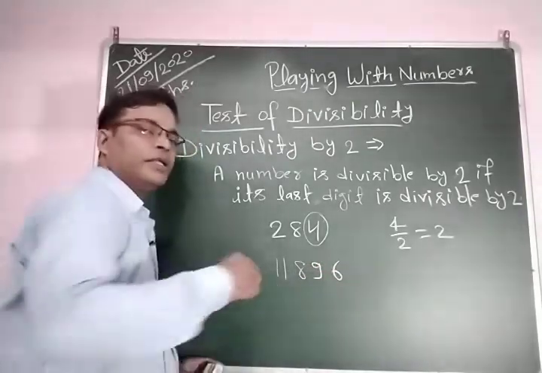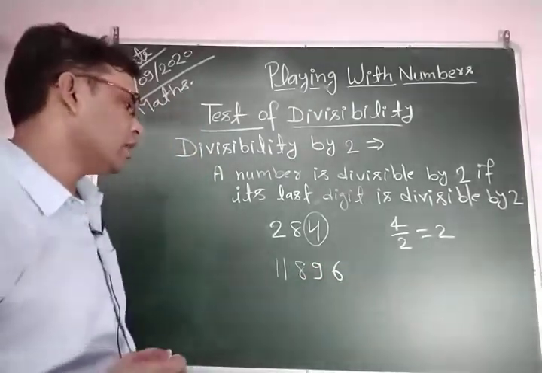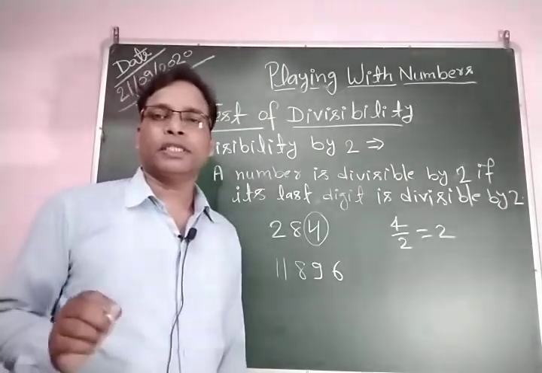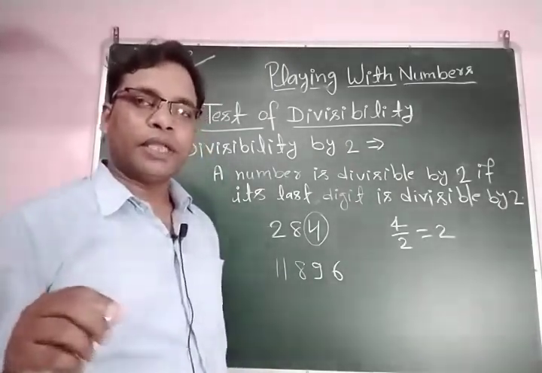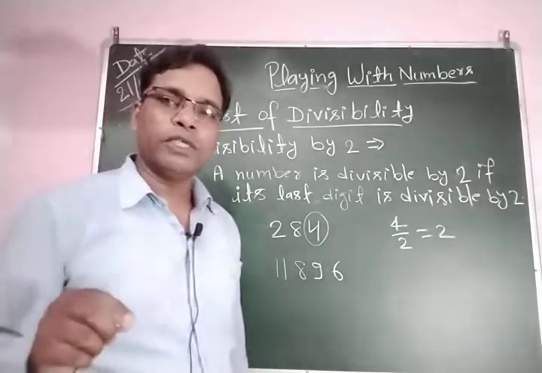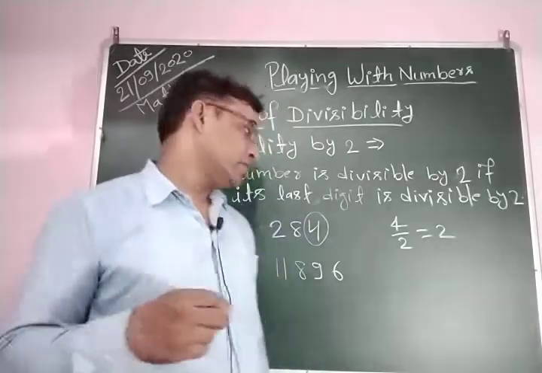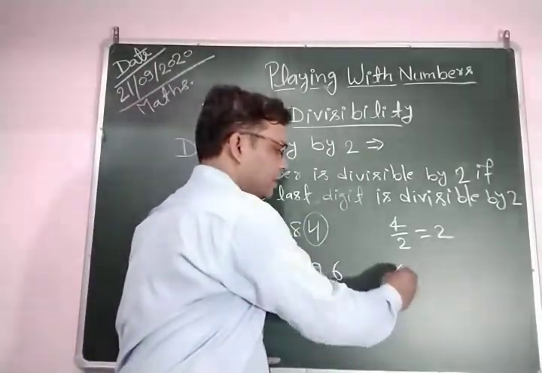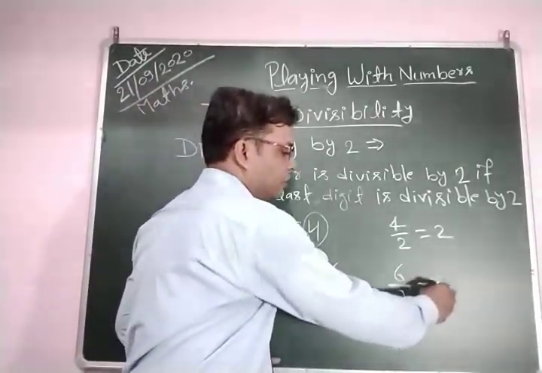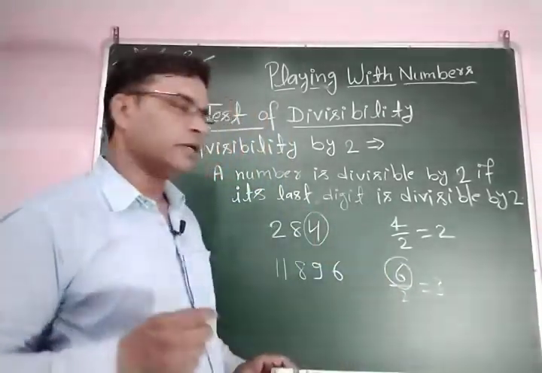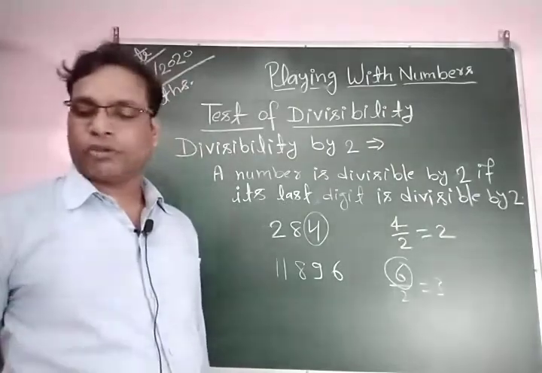Another example you can take here is 11,896. Is this number divisible by 2 or not? First we check the last digit of the number. If the last digit, meaning the ones place digit, is divisible by 2, then the whole number is divisible by 2. So 6 divided by 2 is 3 times. Here you can see 6 is divisible by 2. It means that 11,896 is divisible by 2.